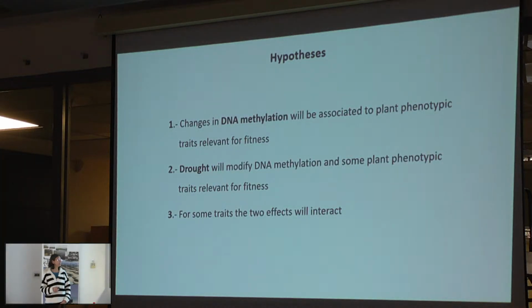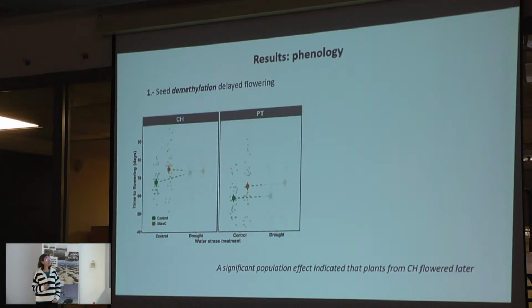Okay, our hypotheses were that changes in DNA methylation that we induce experimentally will have a consequence in phenotypic traits that are relevant for fitness, the two traits that I have mentioned. Drought will modify DNA methylation and also have an effect on these plant phenotypic traits. And for some of the traits, we expected an interaction to occur, meaning that if we modify DNA methylation, the outcome of the treatment will be different. Okay, here are the results.